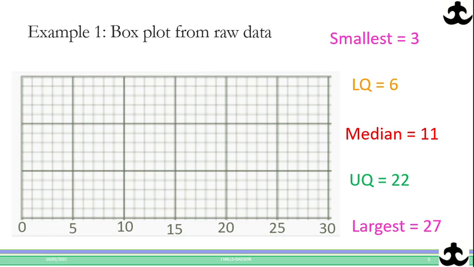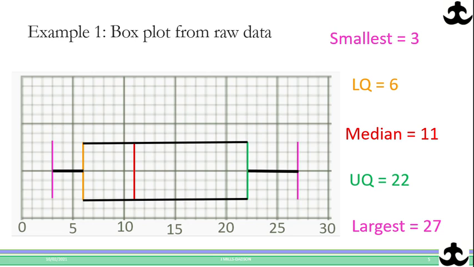So the smallest is 3, lower quartile 6, median 11, upper quartile 22, and the largest or biggest 27. Then all you need to do is that the upper quartile and the lower quartile will make a box, and you just join the lowest and the maximum or the biggest number with a straight line to the box. Simple as that. Remember, the box represents the interquartile range.